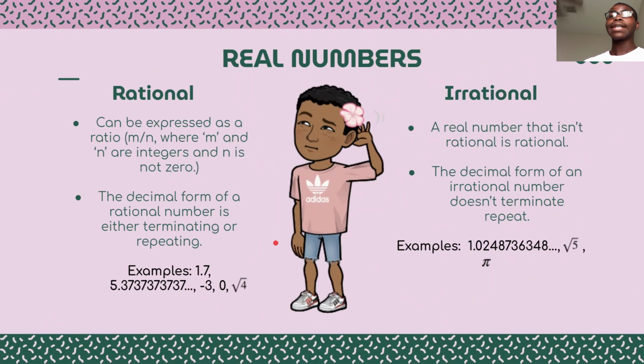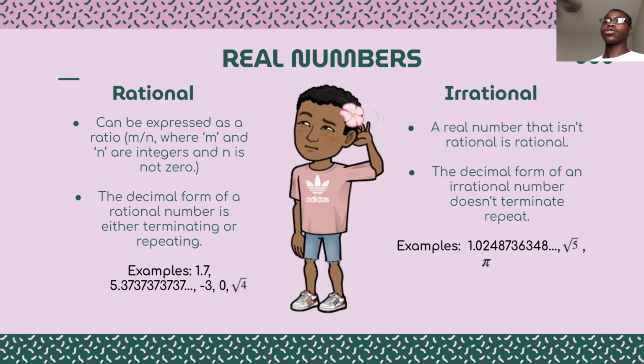So real numbers are classified into rational numbers and irrational numbers. A rational number can be expressed as a ratio, for example, m over n, where m and n are integers and n is not 0. If the denominator n was 0, it would mean that the number is undefined, which doesn't count. Rational numbers also have a decimal form that is terminating or repeating.